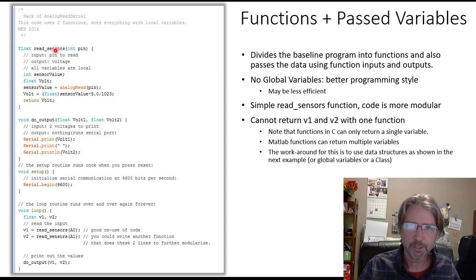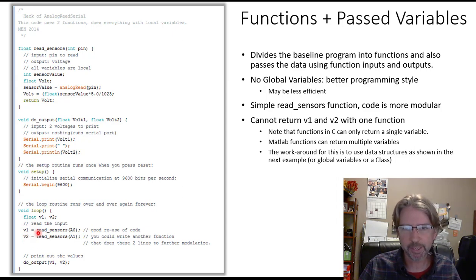This read sensors takes a single pin and it returns a floating point. It has local variables where the pin gets saved into this local variable called sensor value. It gets converted into volts in a local variable called volt, and that's what gets returned. So this local variable volt gets copied into V1 when we pass it in A0. So A0 would be pin. We read pin, calculate volt, and then copy volt into V1. And we send A1 in as pin. We read A1, calculate volt, and then volt gets copied to V2.